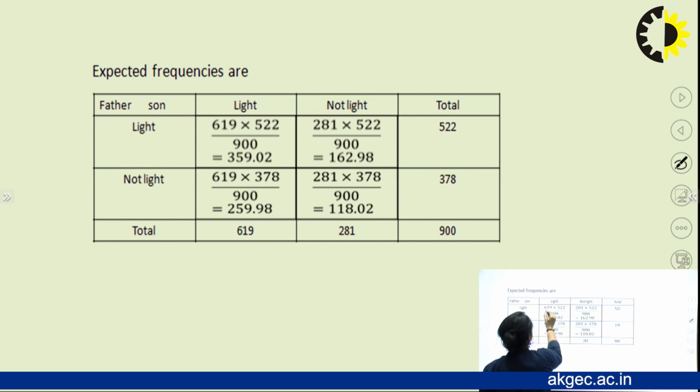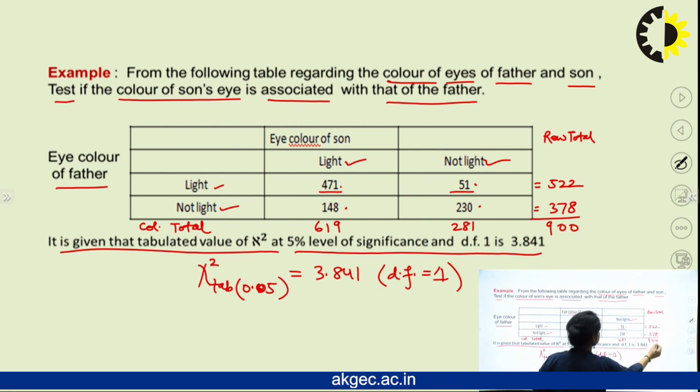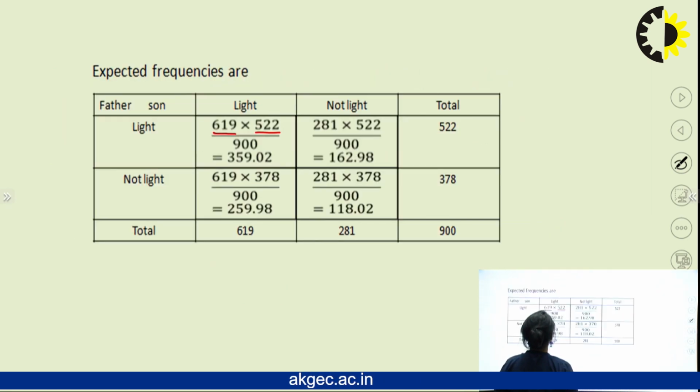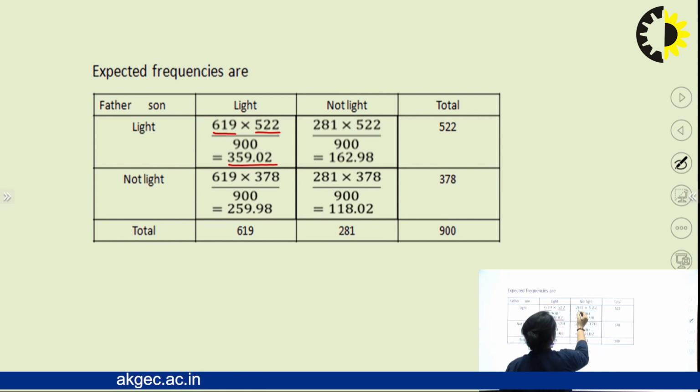So now we have a look at the first value. 522 was the row total, 619 was the column total, divided by grand total 900. So this is 619 into 522 divided by 900, which comes out to be 359.02. The second column was having total as 281, into 522 as the row total, divided by 900, which comes out to be 162.98.